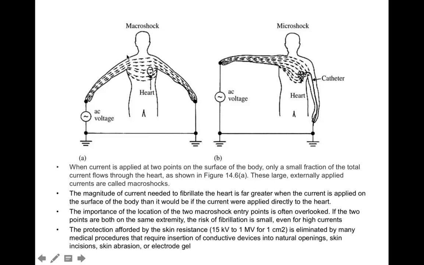Now, the good thing about this is that it does distribute itself, so you have a smaller current density at any one place. And remember, this is a resistive path all the way through, so you have a longer path, meaning you're going to have a greater resistance. The bad thing is that it does pass through the heart. So the location is important, and if you have 2 points on the same extremity, the risk of going into ventricular fibrillation is fairly small, even if the currents are high.